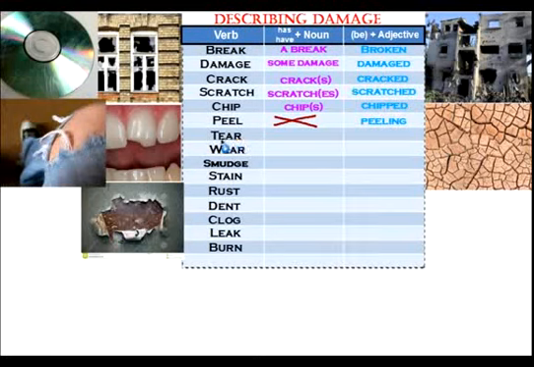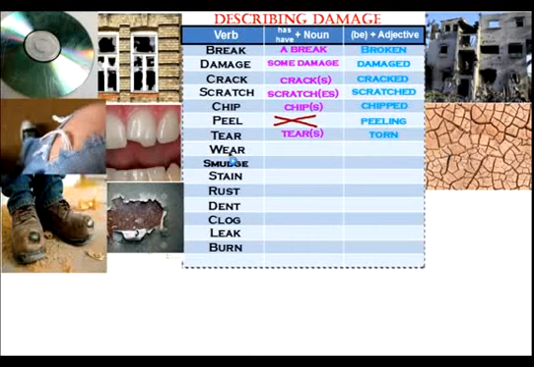Tear. Okay, so what's the problem with these jeans? I could say they have a tear. Or maybe they have tears, for many tears. Or they are torn, for the adjective. Okay? Let's look at this one.